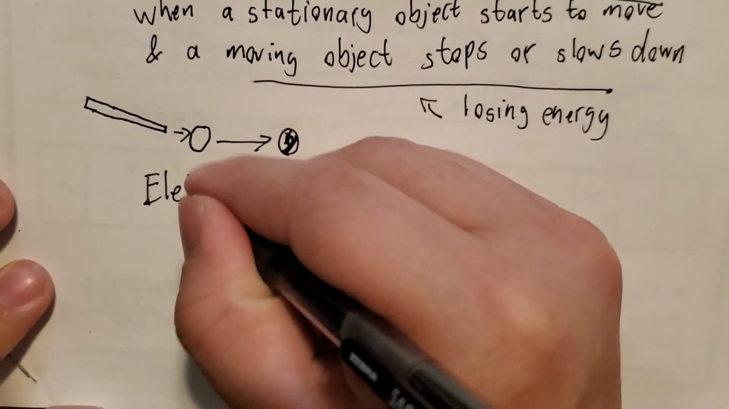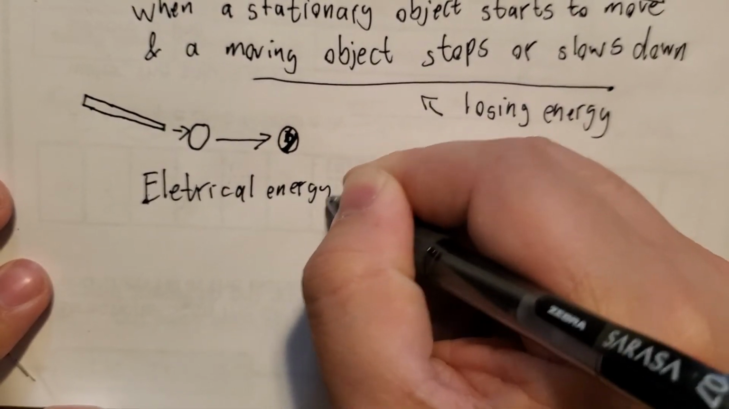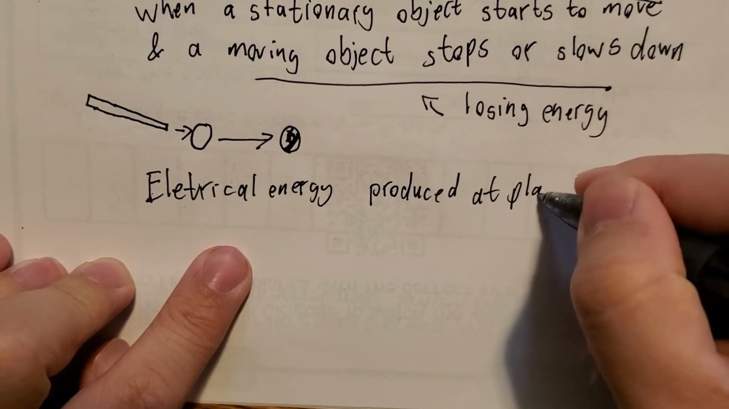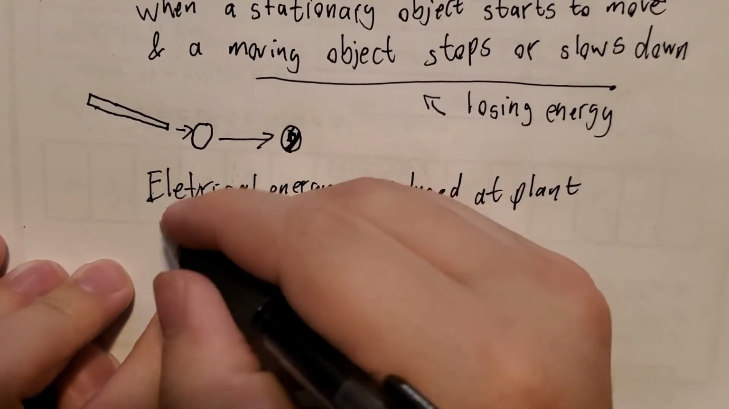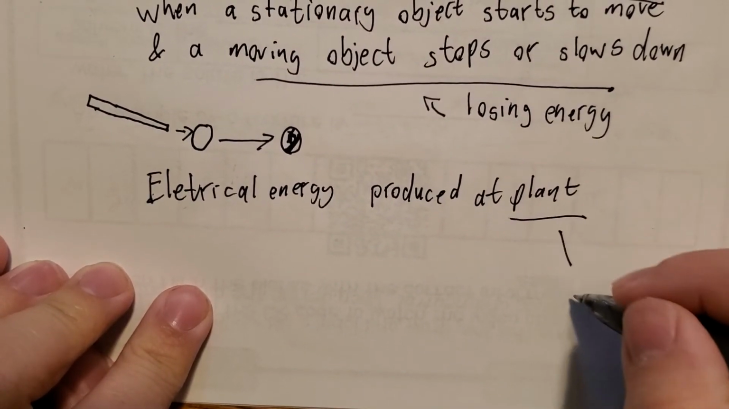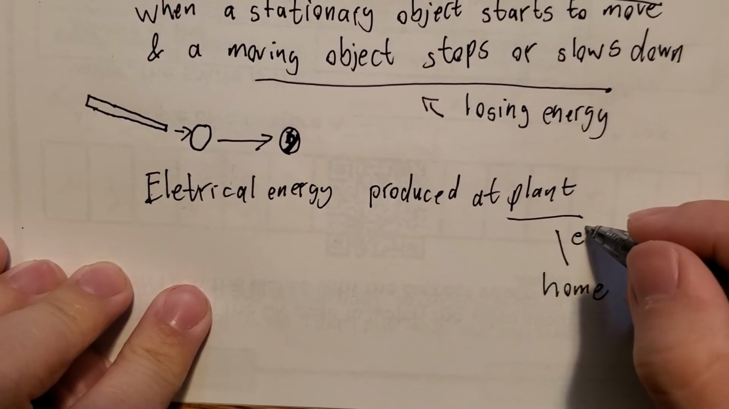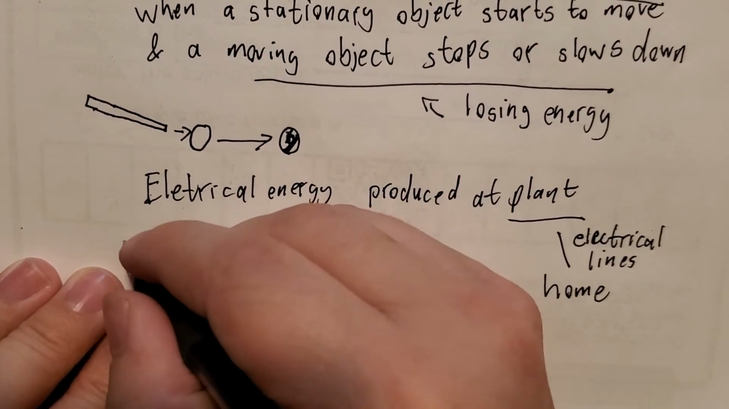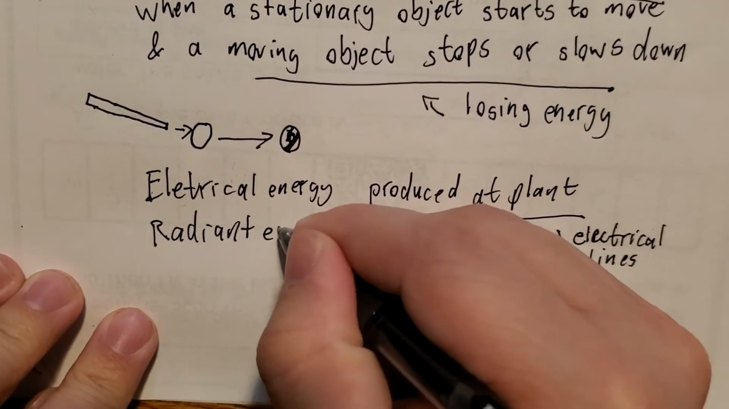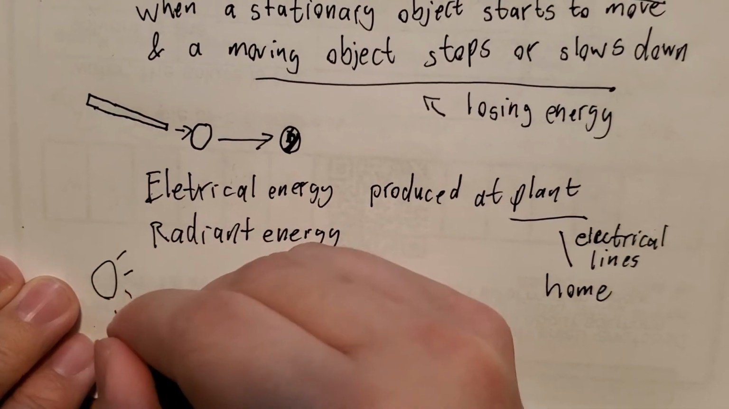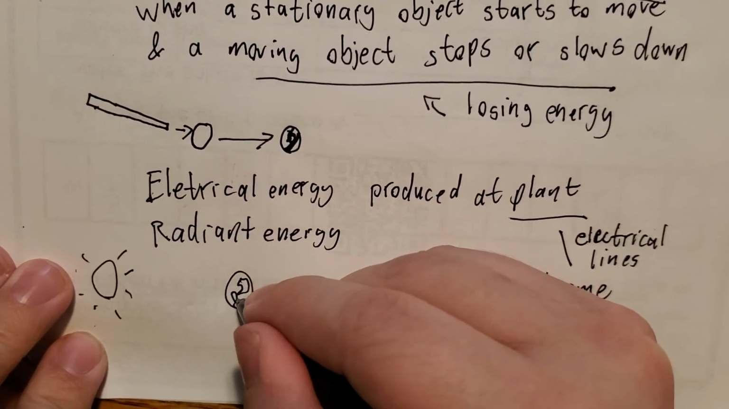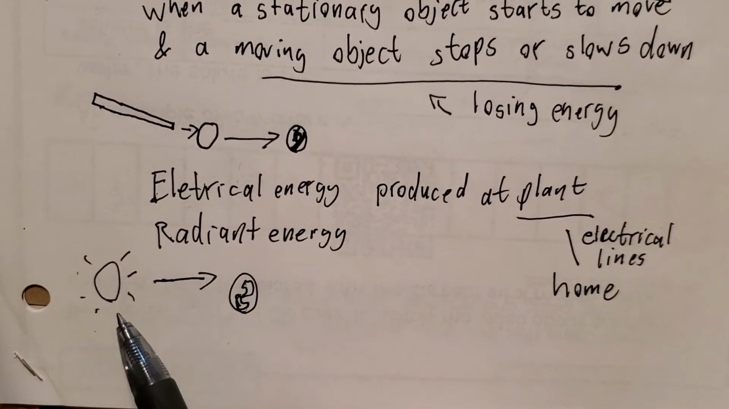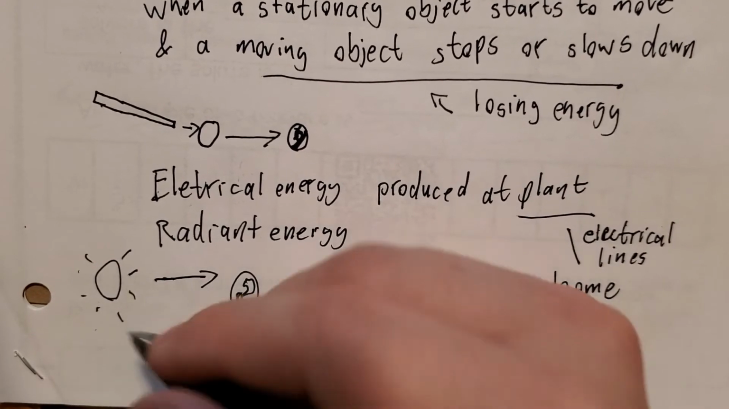And some other examples. If you're thinking about electrical energy, power is produced at a plant, and however the plant produces it, that's a different story. Then it goes from the plant to the home via electrical power lines. Or you have radiant energy. You have the sun, and then we have the earth. It's a pretty bad earth, but bear with me. The radiant energy from the sun is transferred through space. It doesn't just spontaneously go from point A to point B. It has to go through, so it transfers through space.